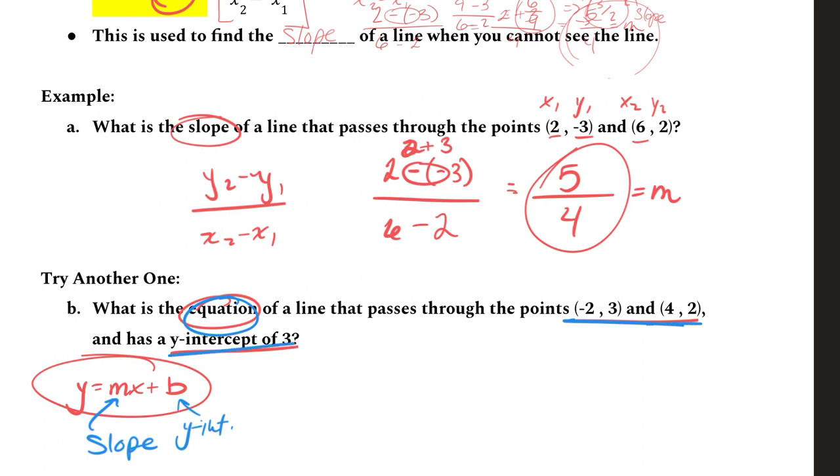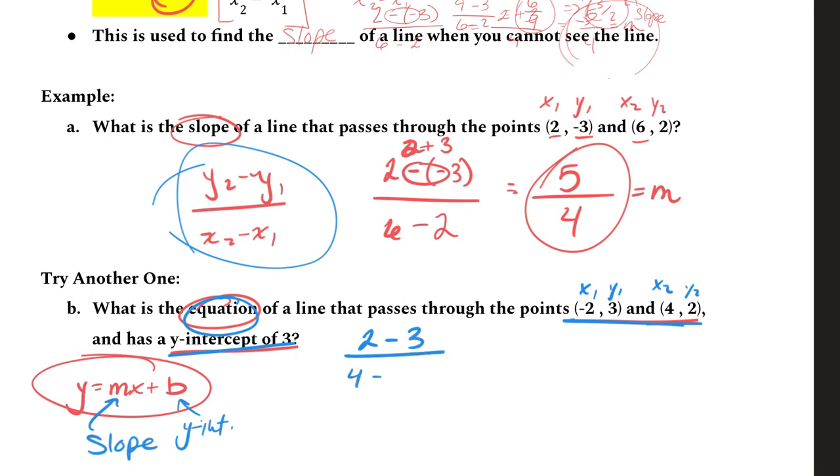Let's go ahead and find the slope. We have x1, y1, x2, and y2. The formula is right here. So y2, which is 2, minus y1, which is 3, over x2 is 4, minus x1 is negative 2. So 2 minus 3 is going to be negative 1, over 4 minus negative 2, it's really 4 plus 2, we'll get 6.